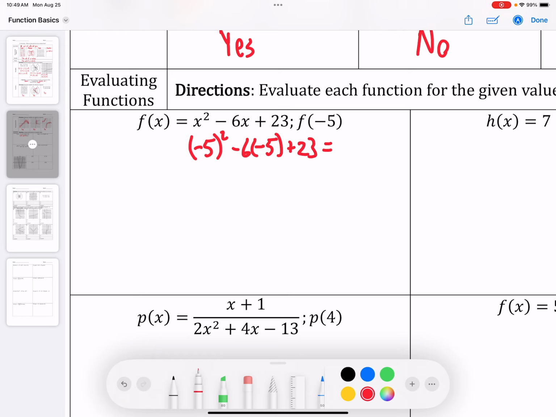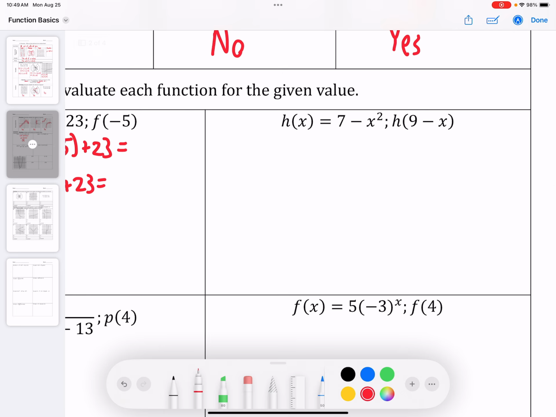So using order of operations, we're going to do -5 squared first, which is 25. Then I'm also going to do -6 times -5 in this step, which is +30. And then we write the plus 23. And then we're going to add all those, and we get 78. So that's my answer to that one.